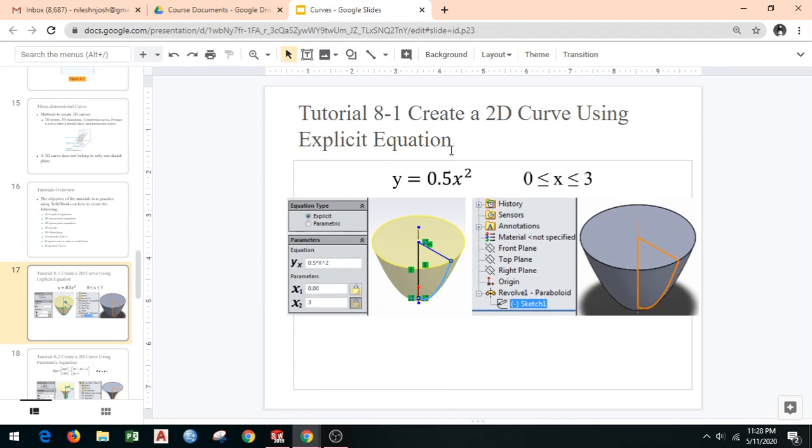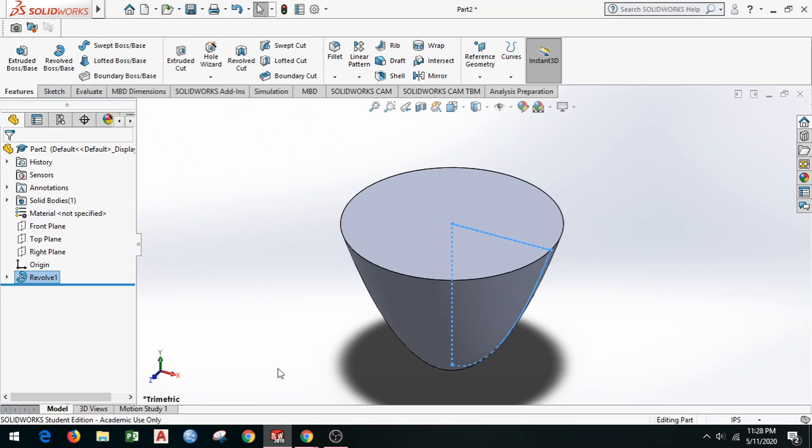Particularly we are talking about an explicit equation, which is in terms of y and x, equation driven 2D curve in SolidWorks. So that's it for today.